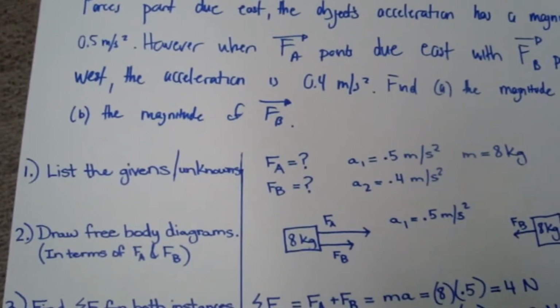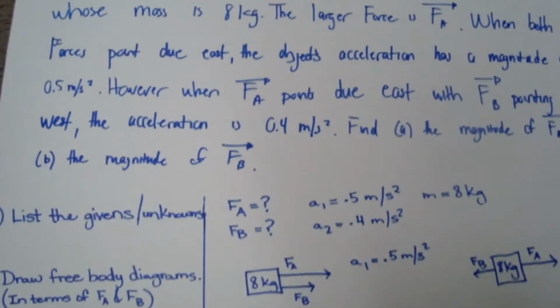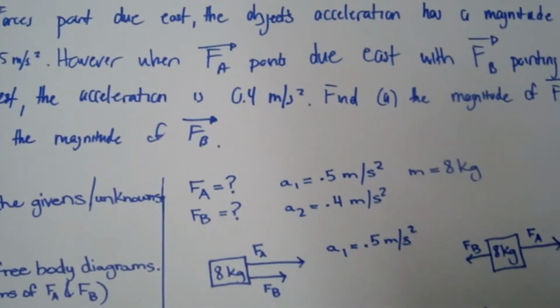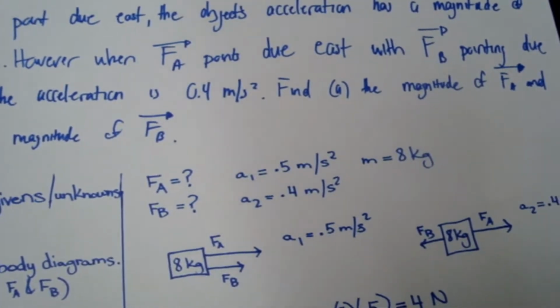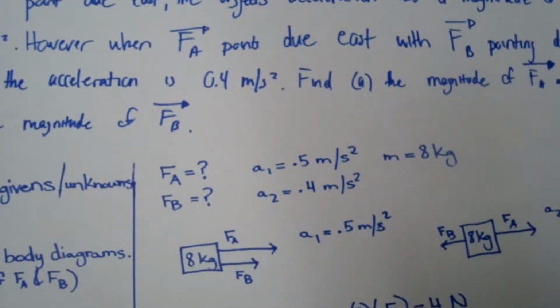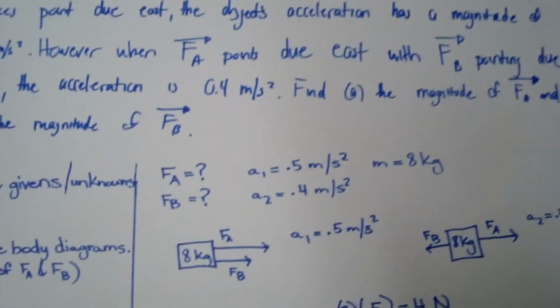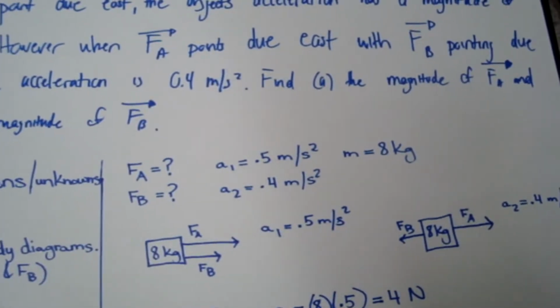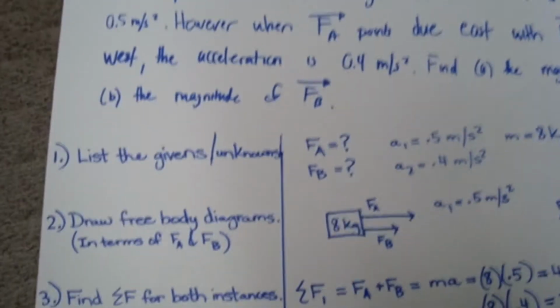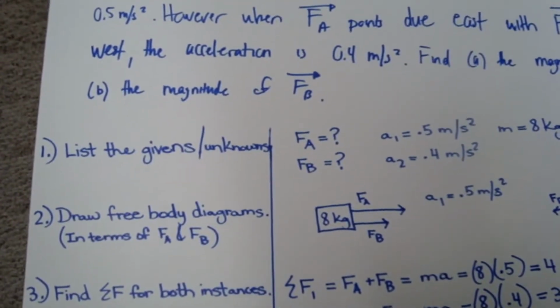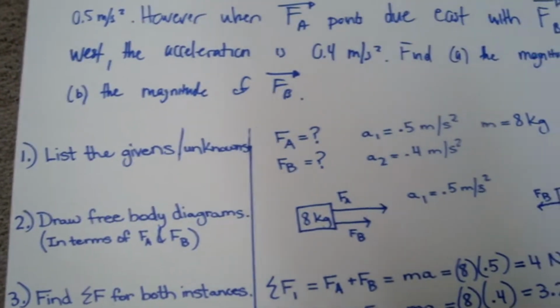Alright, so the first step to solving this problem is listing the givens and unknowns. F of A is unknown and F of B is unknown. Acceleration for the first situation is 0.5 meters per second squared. Acceleration for the second situation is 0.4 meters per second squared. And the mass is 8 kilograms. And I think we should start by drawing a free body diagram after listing the givens.